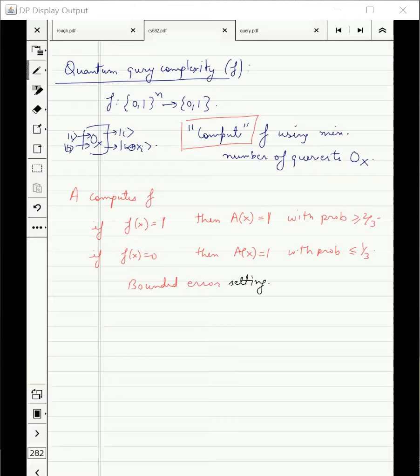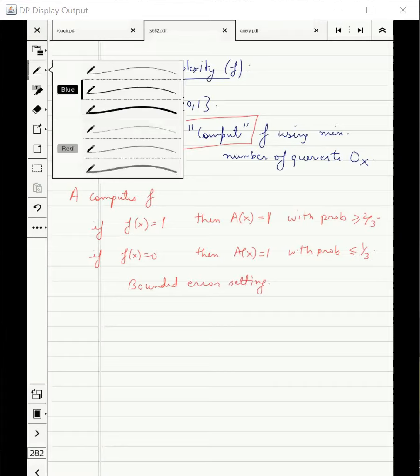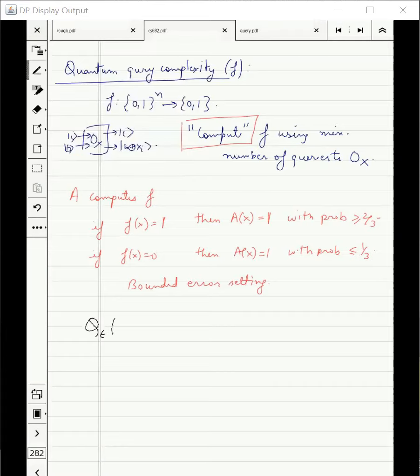And then I can define the quantum query complexity precisely. It is the minimum over all A's which compute f, of the maximum over all inputs x, such that the number of queries A takes on input x.